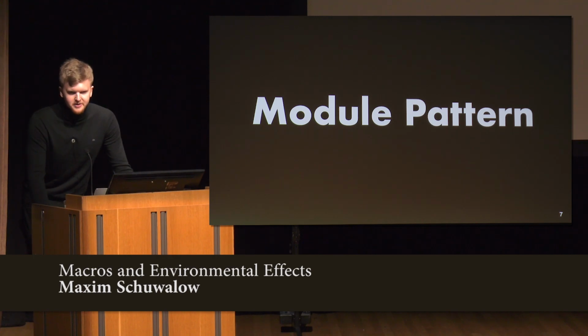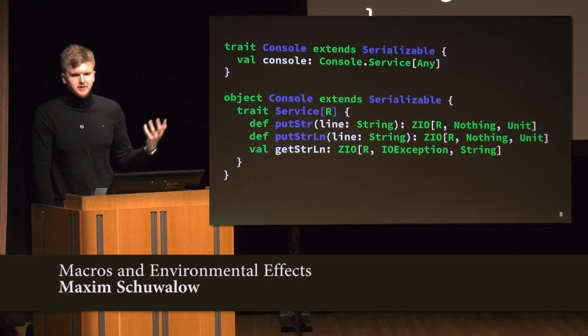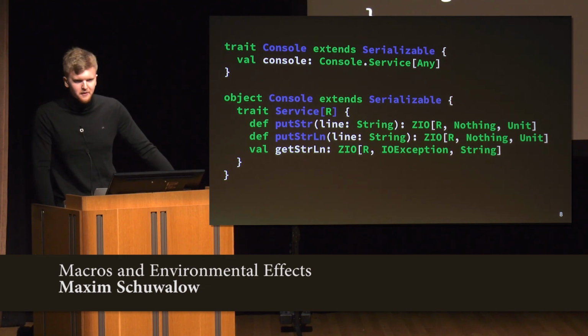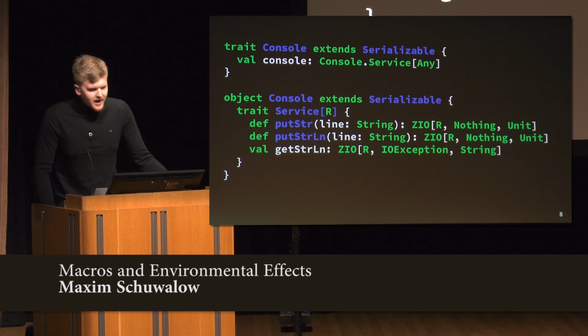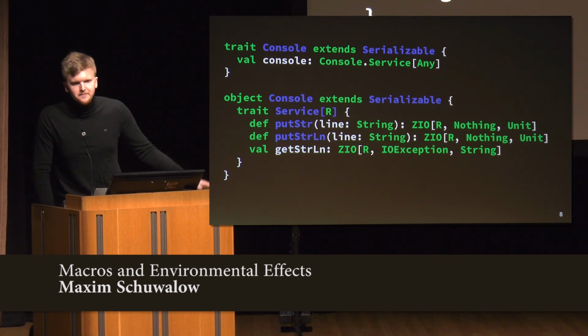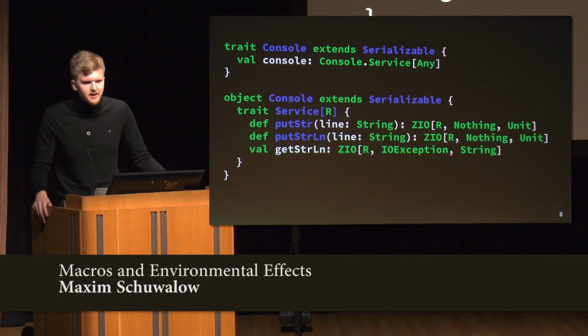This is the module pattern that was mentioned already. Basically, the main idea is we create a trait which has one abstract member that has to be of the type of some service that exposes functionality that we care about. This is Console taken from ZIO's codebase, which just exposes the capability of interacting with the console, so reading a line or printing a line. The main reason for having this wrapper trait is just to prevent namespace collisions if we compose them, and I'll get to that in a second.